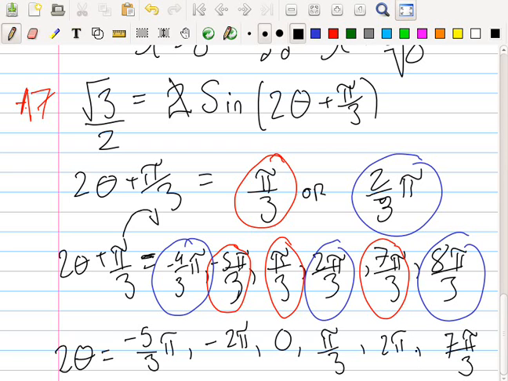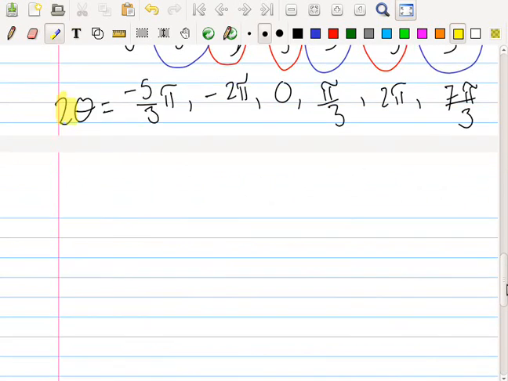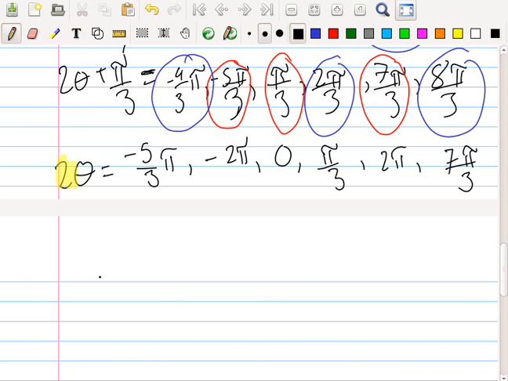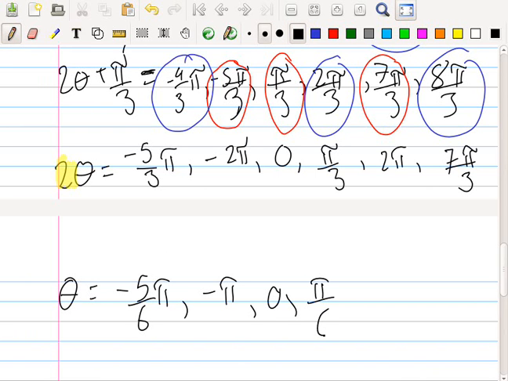Now he says in the question the answer should be between minus pi and pi. So that means I like this answer. This answer. Is that it? Oh wait, no, not finished. I didn't divide by 2 yet. So I get theta equals minus 5 over 6 pi, minus pi, 0, pi over 6, pi, 7 pi over 6. Now let's see which ones are between minus pi and pi.